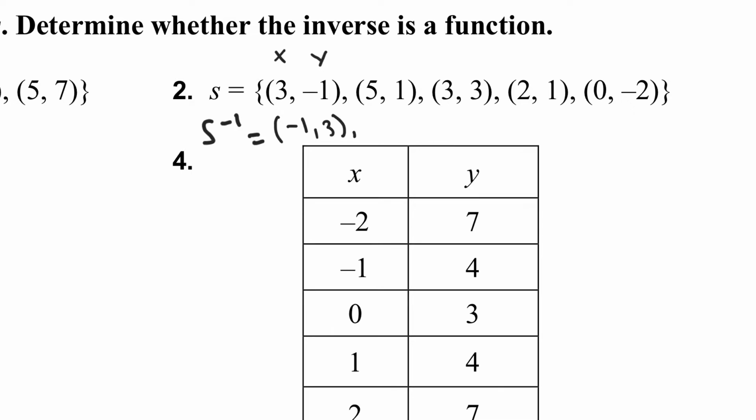Try to do the next one on your own. The next ordered pair is 5, 1, so the inverse will be 1, 5. 3, 3 will stay 3, 3 since it's the same value. The next one we have 2, 1. So what do you have to do with the x and the y value? That's correct, you have to switch. And then we have 0, -2, so you're going to have -2, 0.